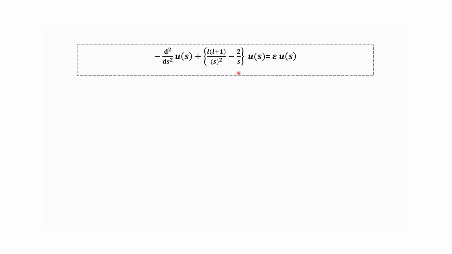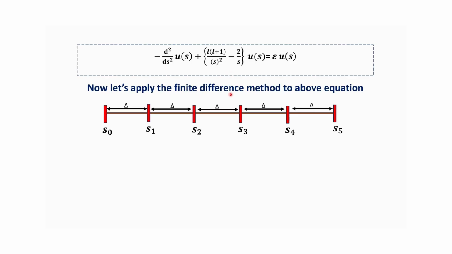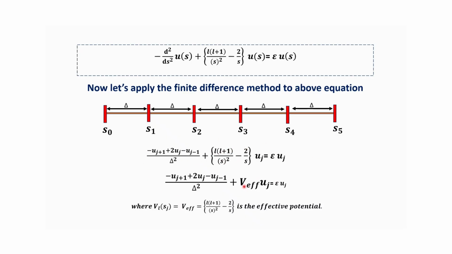Now we will apply the finite difference method to this equation. For simplicity, we will use the 6-point formula method. Let's discretize S into 5 equal intervals. Now, using the finite difference method, we have this equation in which the term L plus 1 by S square minus 2 by S is nothing but the effective potential.